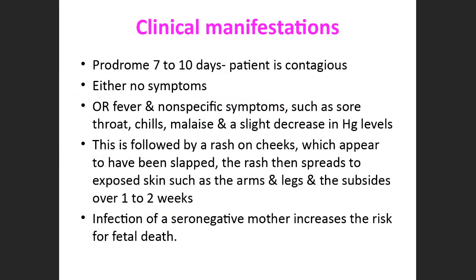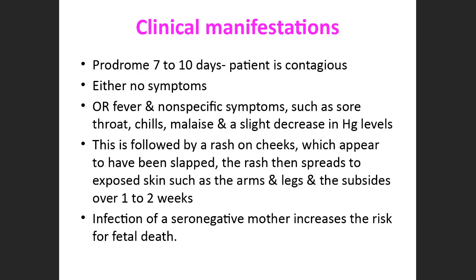How does it manifest clinically? The prodrome lasts for around 7 to 10 days, and in this phase the patient is highly contagious. There might be symptoms like fever, non-specific symptoms like sore throat, chills, malaise, or there might be no symptoms at all. It can present either way, and it is followed by a rash on the cheeks. The typical characteristic rash of this infection is like a slapped cheek, how our cheek turns red when somebody slaps it.